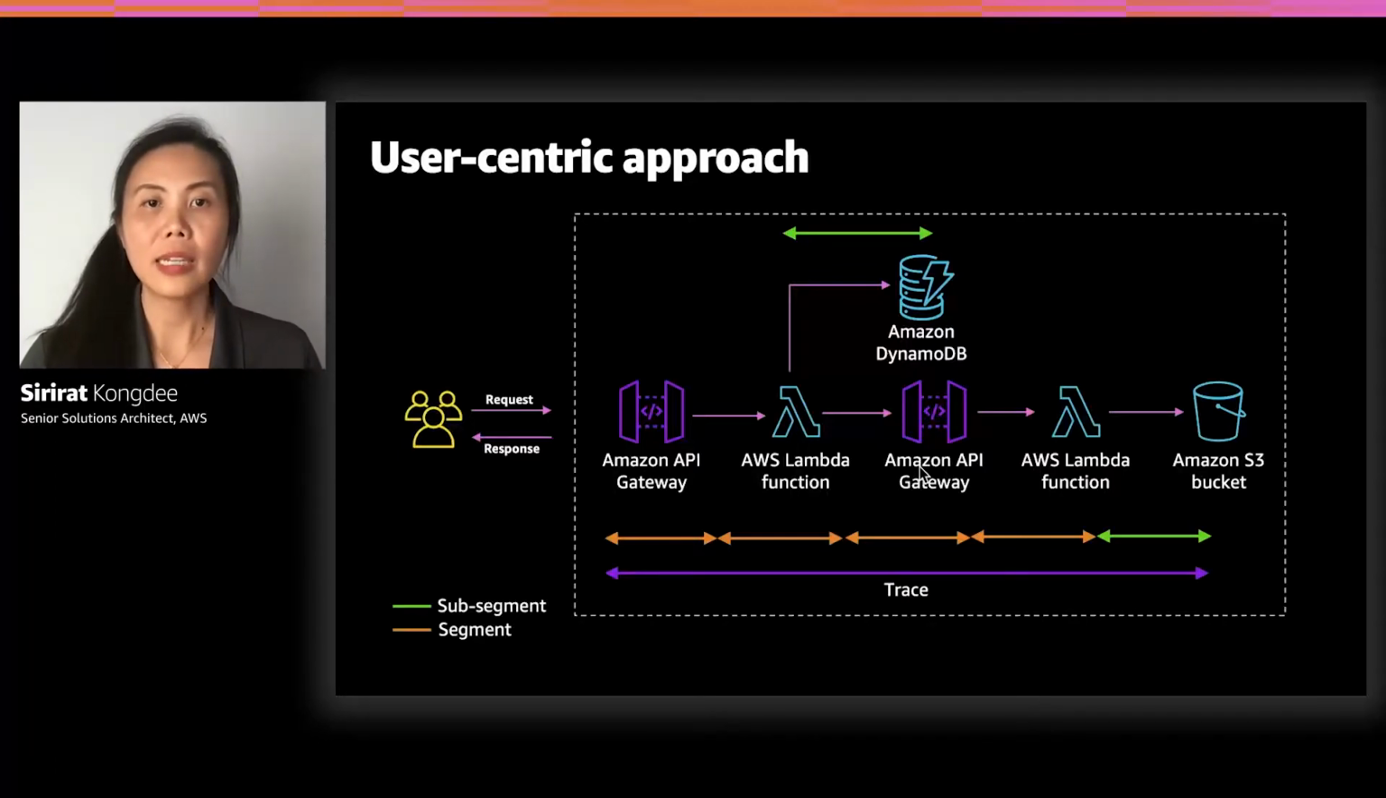X-Ray aggregates the data from the subsegments into a single unit called a trace. You can use this trace to follow the path of an individual request as it passes through each service or tier in your application. AWS X-Ray provides a user-centric view of requests flowing through your application.